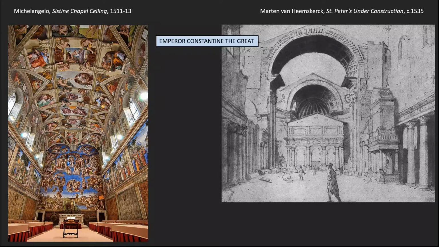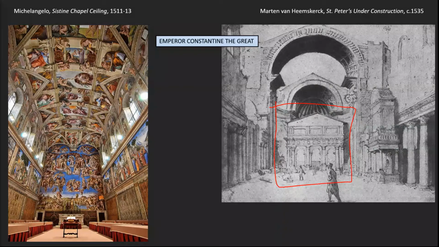The original church by Constantine that was built here in the early 4th century is the bit in the bottom. Right? It's just this part here is the original Constantinian church. And it had been standing for 1,200 years. Right? Julius decides it isn't big enough. And he wants to tear it down and rebuild it. So he begins to build over the top of it. And the archway that you see here is the new St. Peter's.